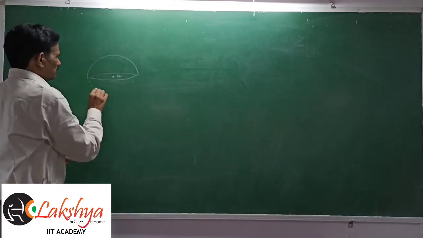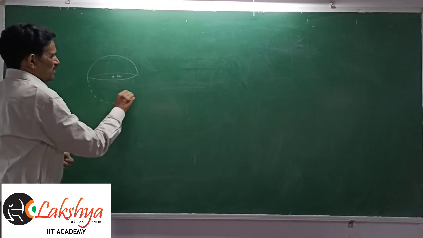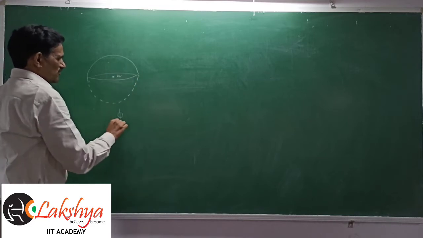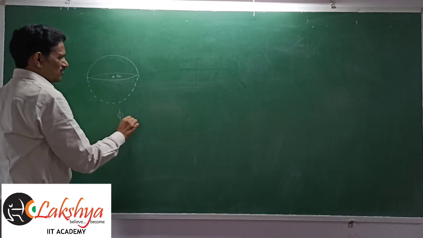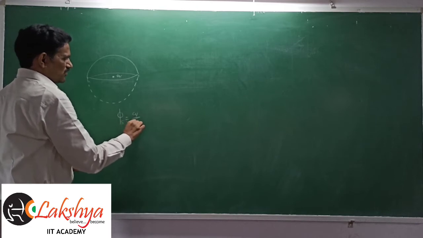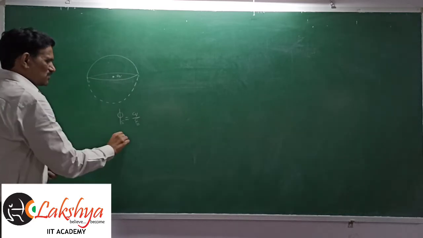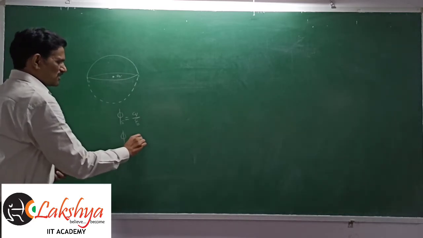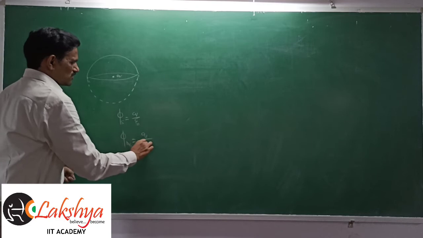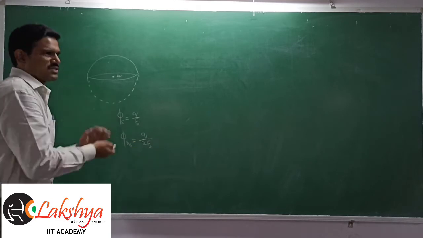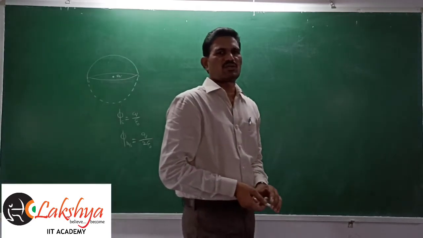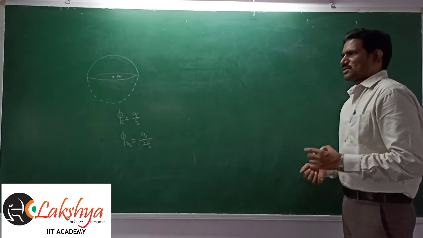So we imagine a complete sphere. The flux passing through the sphere will be equal to q by epsilon naught. As this charge is symmetrical for both hemispheres, the flux passing through the hemisphere we write as q by 2 epsilon naught, right? So that is why we take the charge belonging to that hemisphere as q by 2 there. Such a similar problem is there.